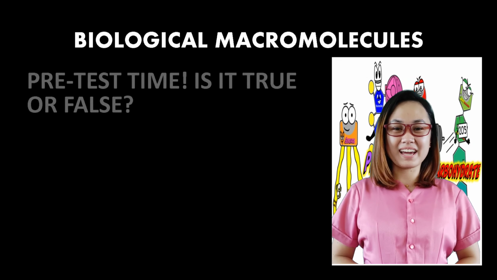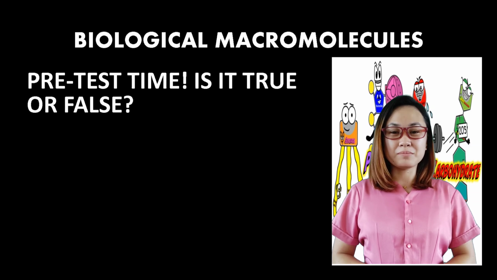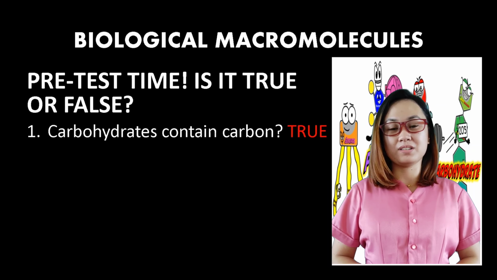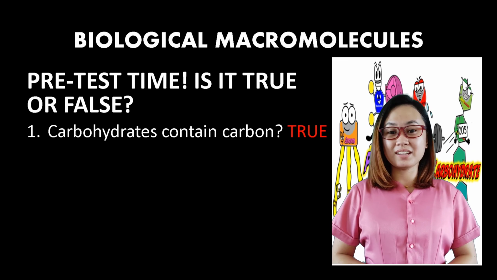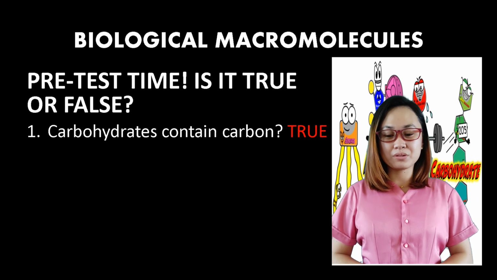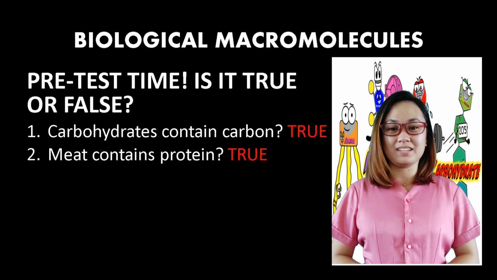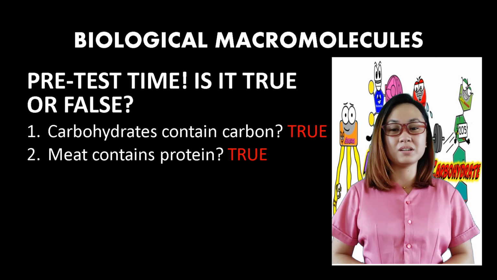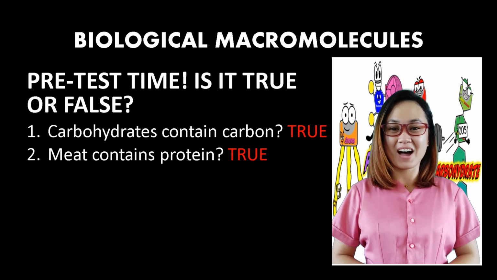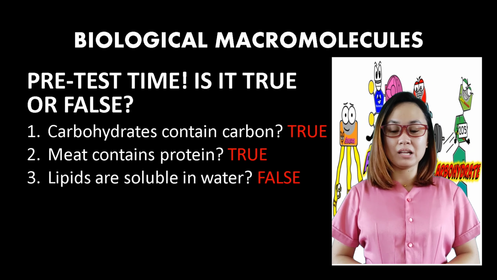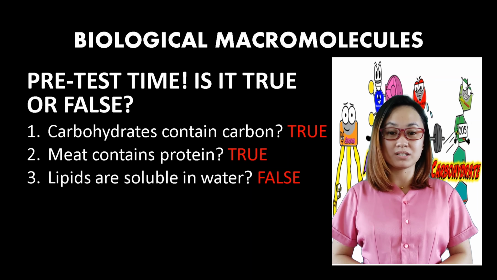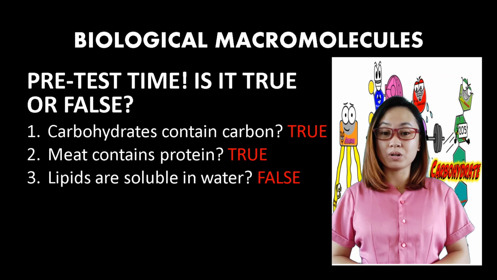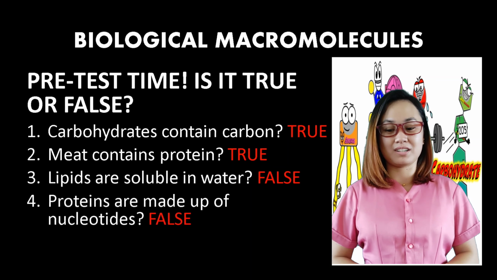And now let's reveal the answers to our pretest. Number 1, yes, it is true that carbohydrates contain carbon. It also contains hydrogen and oxygen. Number 2, meat contains protein. Yes, it is also true that meat contains proteins, and the building blocks of proteins are amino acids. Number 3, lipids are soluble in water. It is false because lipids are soluble in oil but not in water.